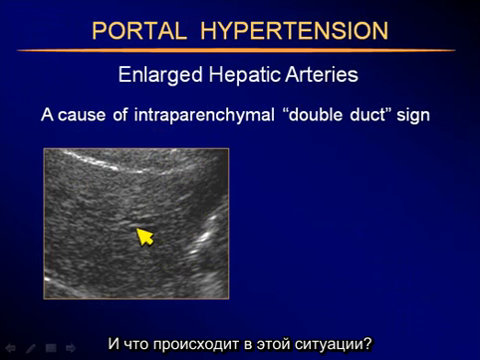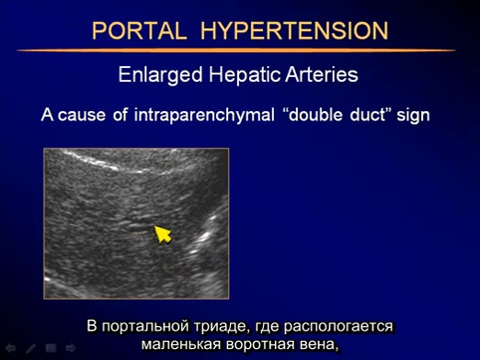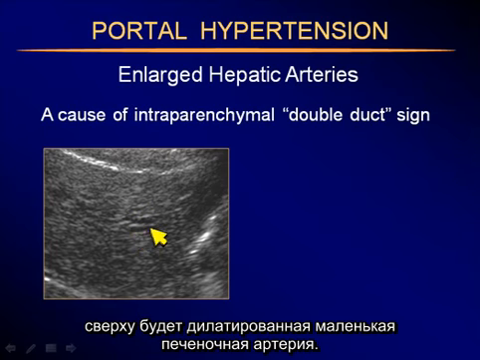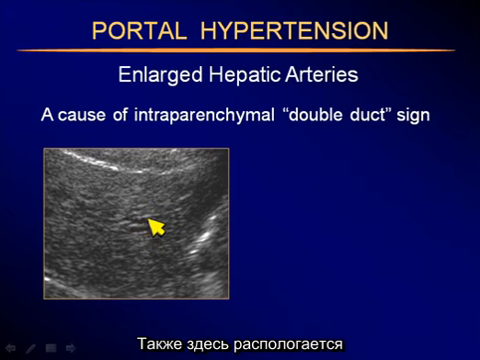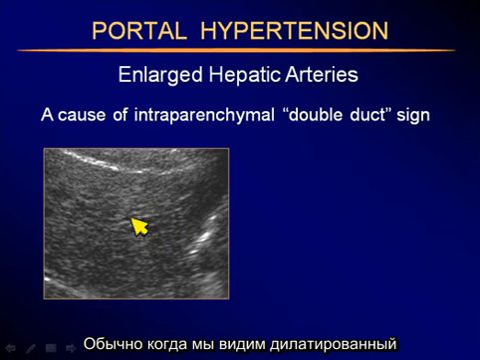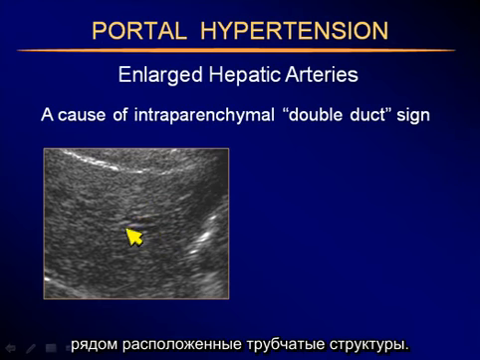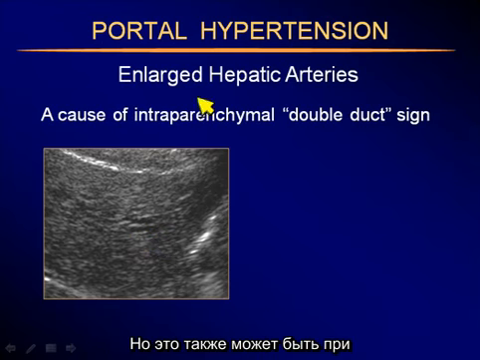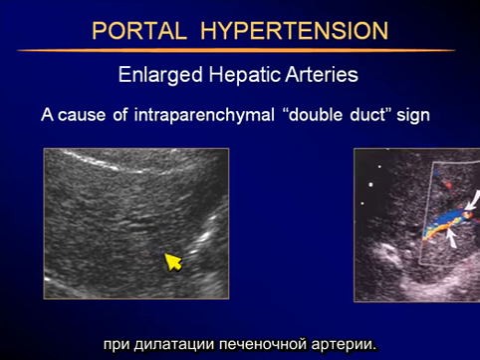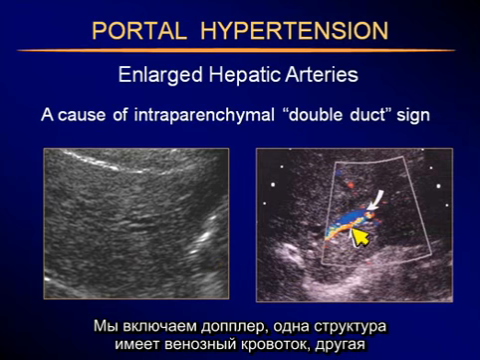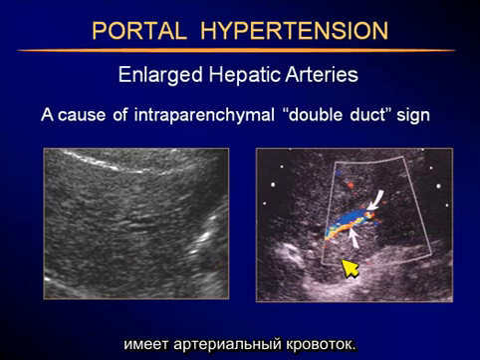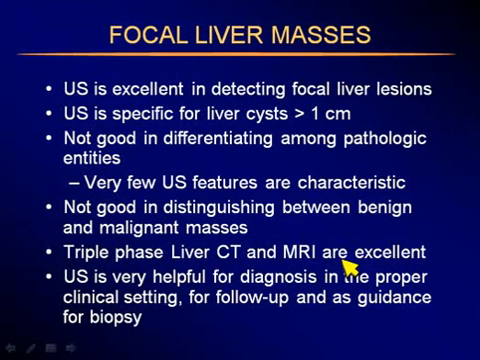And what happens in that situation is in the portal triad, where you have the little portal vein, on top of it is a dilated little hepatic artery. Now also sits there the bile duct. Usually when we see a dilated duct on top of the portal vein, we see this parallel channel arrangement. But it can also be seen with a dilated hepatic artery. We turn on Doppler. One has venous flow, one has arterial flow.